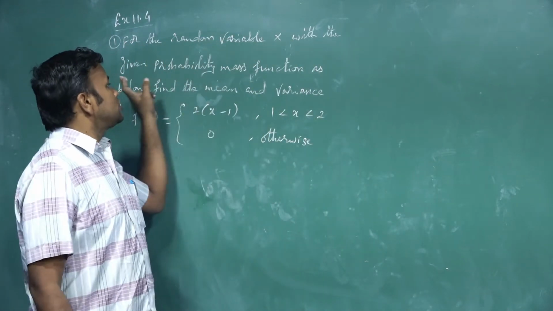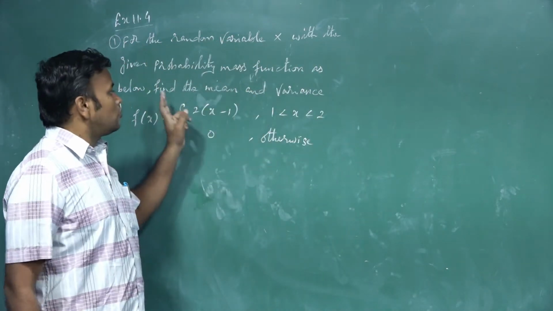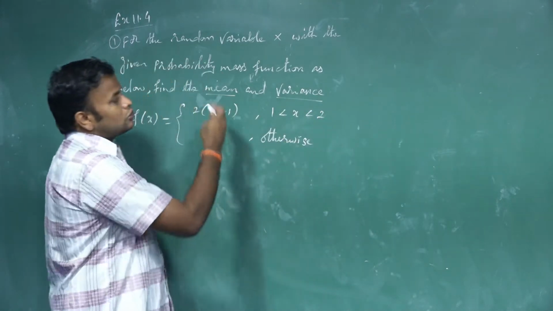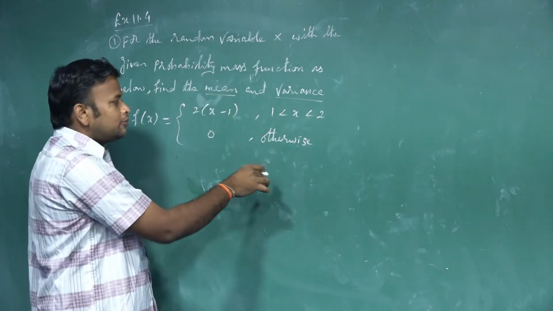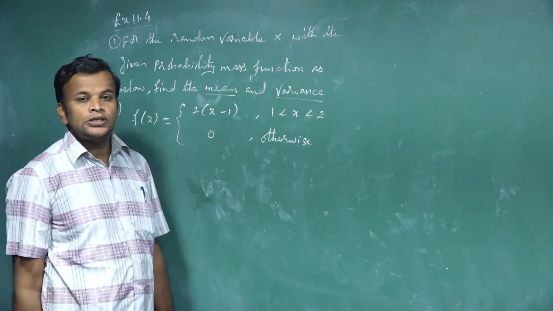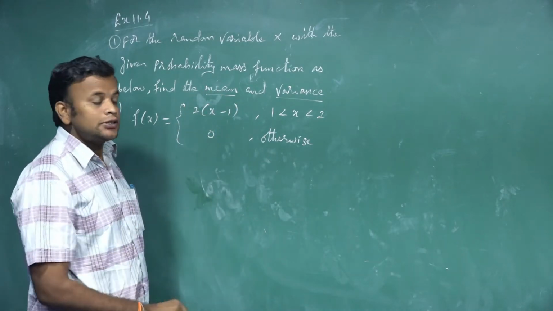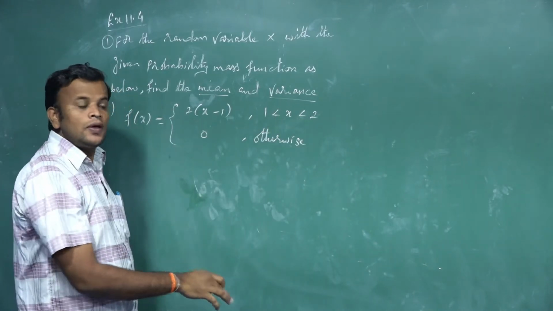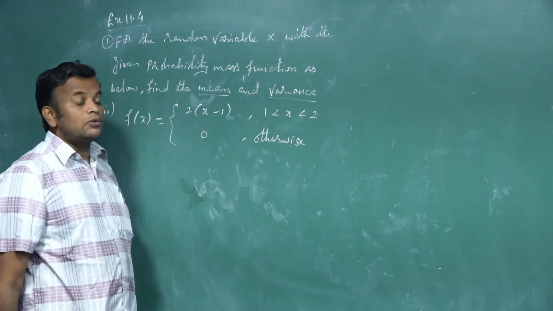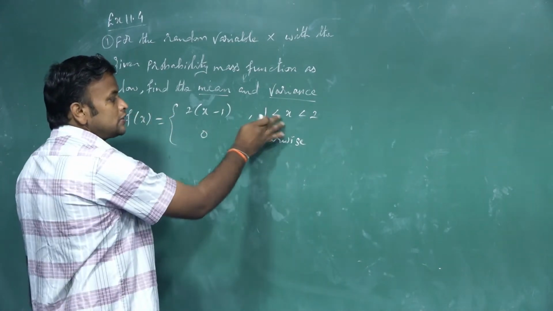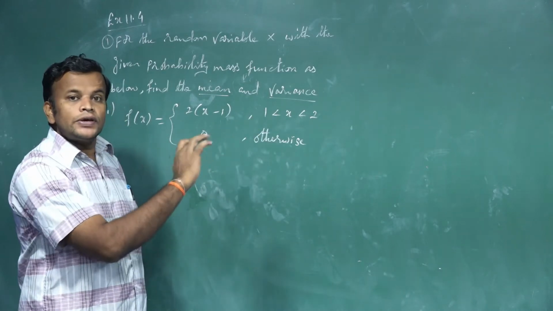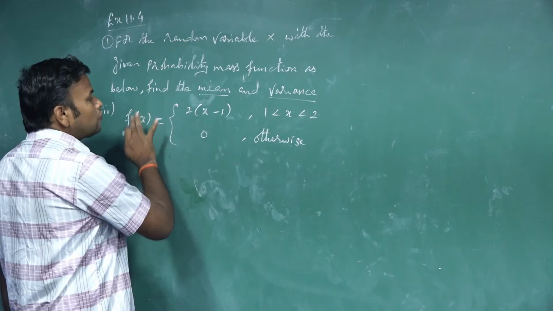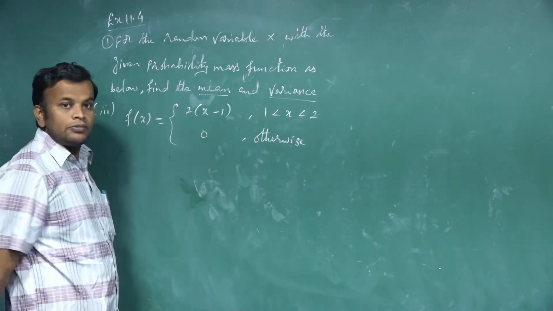For the random variable x with the probability mass function as below, you see the question: find the mean and variance. The question will be asked in general, but the given one is not a probability mass function, it is a probability density function, because for 1 less than x less than 2, it has some value. Otherwise f of x value is 0, where otherwise means suppose the value of x is less than 1 and the value of x is more than 2, f of x value is defined as 0. Now to find the mean and variance of these variables.